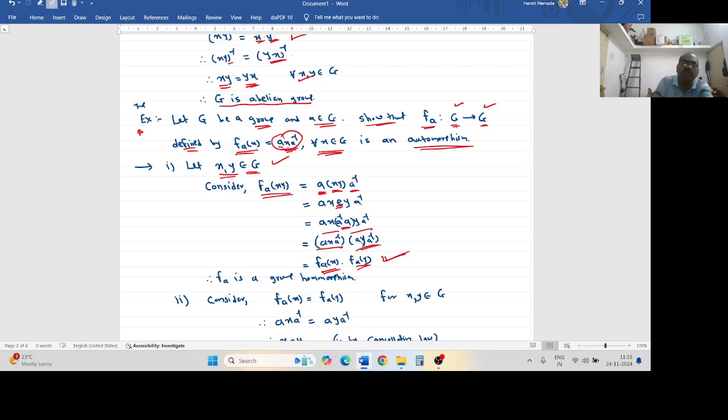So therefore the given function fa is a group homomorphism. Now we show it is 1-1 function.